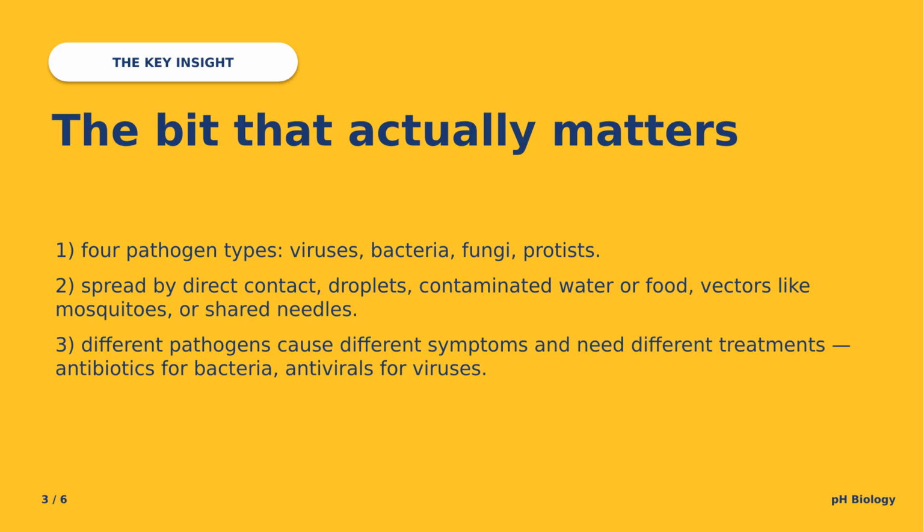Three things. 1. 4 pathogen types: viruses, bacteria, fungi, protists. 2. Spread by direct contact, droplets, contaminated water or food, vectors like mosquitoes or shared needles. 3. Different pathogens cause different symptoms and need different treatments. Antibiotics for bacteria, antivirals for viruses.